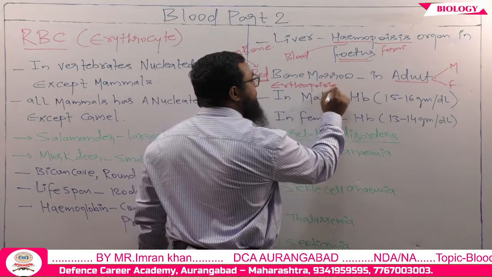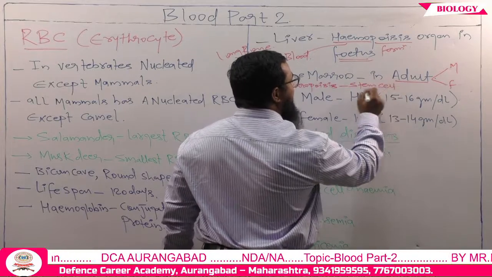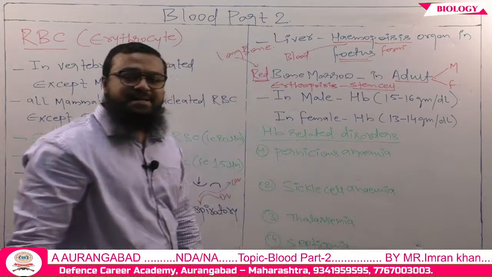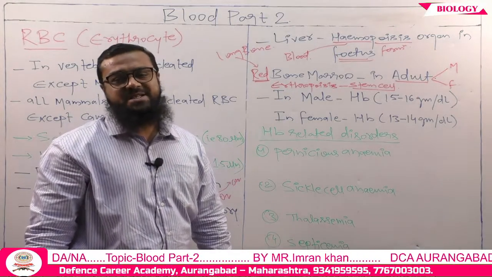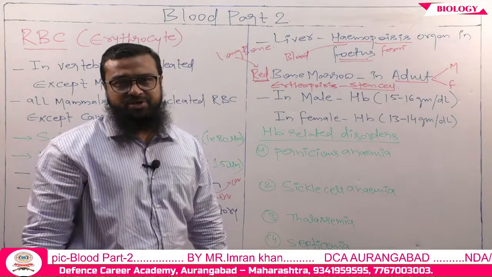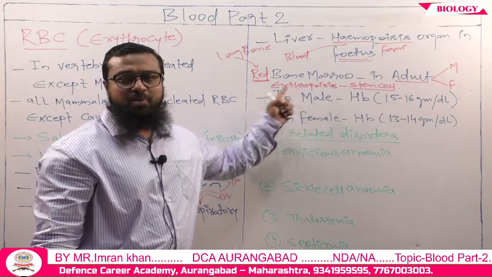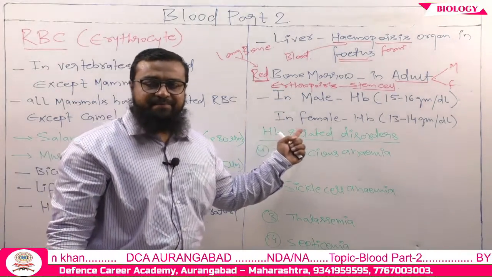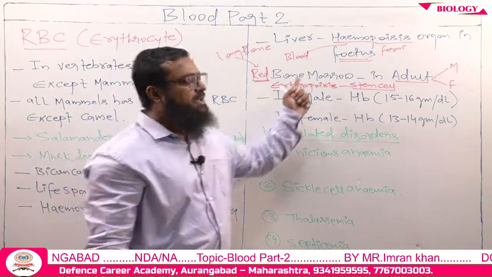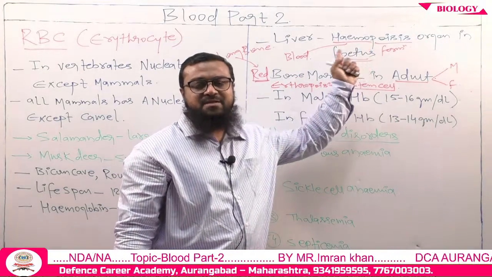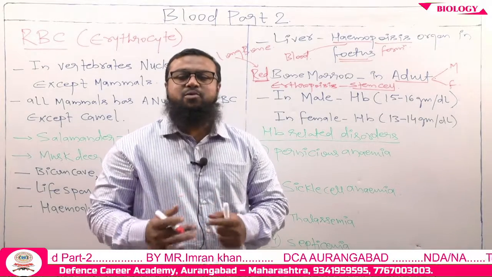The cells which are responsible is stem cell. The stem cell is responsible for RBC production, RBC formation inside the red bone marrow, and the process is called erythropoiesis. Once again I am saying, erythropoiesis, leukopoiesis, thrombopoiesis come under hemopoiesis. Hemo means blood. So combinedly the blood cells formation is taking place in the red bone marrow.